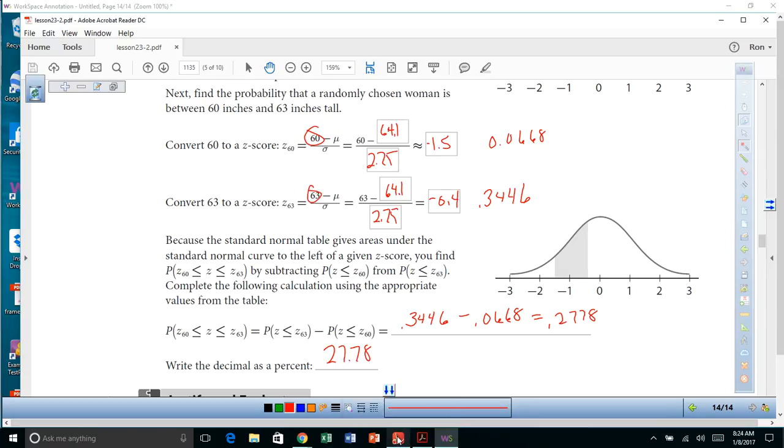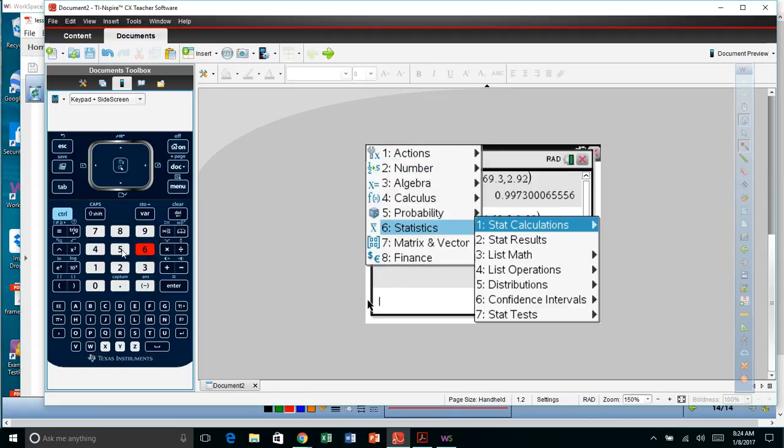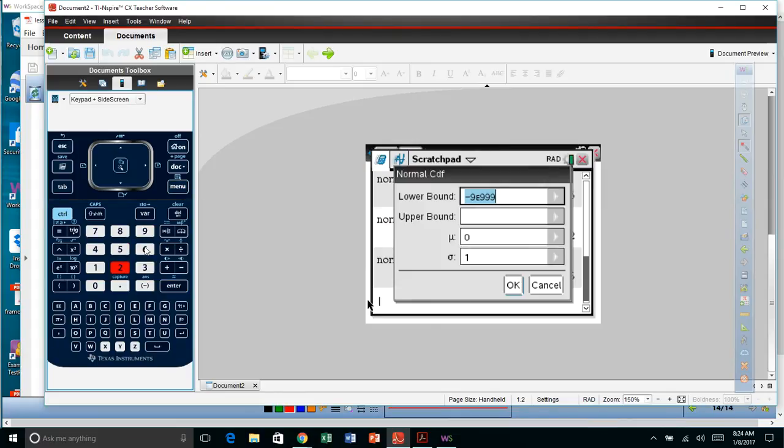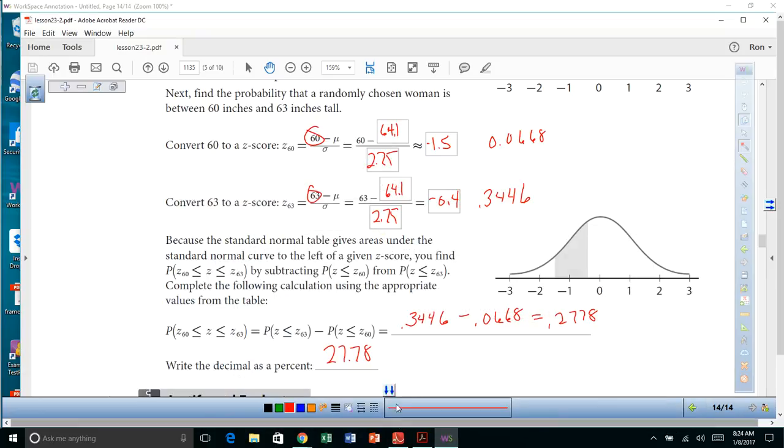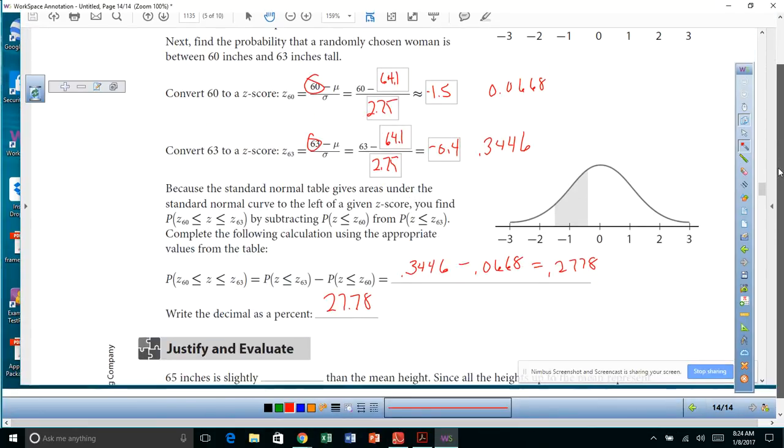We can do that in a calculator too. Menu 652. Our lower bound is 60. Our upper bound is 63. Our mean is 64.1 and that's 2.75. All right, press OK. And we get 27.65. See how close that is? So that's real close. That would be 27.65 compared to 27.78. Not as much rounding there.